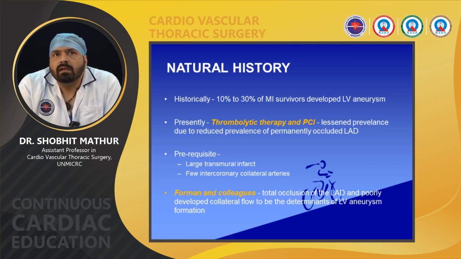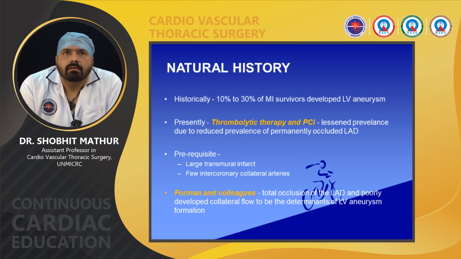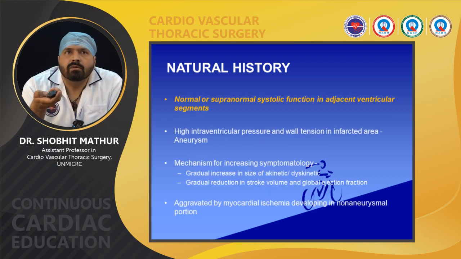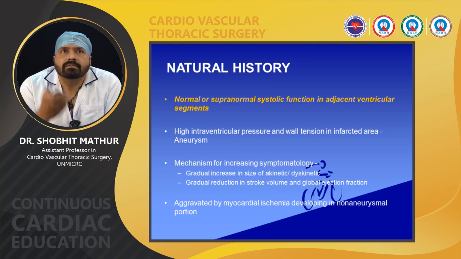The prerequisite for aneurysm formation is that it should be a large transmural infarct and there should be very few intracoronary collaterals. If the collaterals are there, then definitely the survival of muscle tissue will be there and aneurysm formation will be less. So if we open up the LAD after thrombolysis, more than that, sometimes the collaterals also open up. So necrosis sets in very late and chances of aneurysm formation are less. This was well supported in the studies by Forman and colleagues.